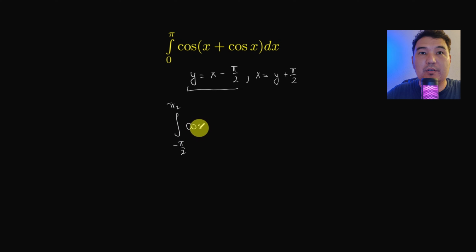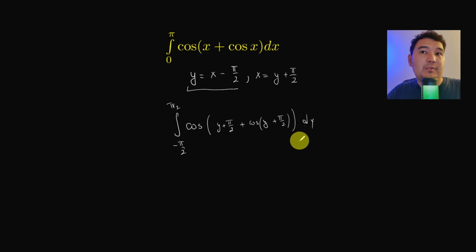So, and then it's going to be cosine. Instead of x, I have y plus pi over 2, plus cosine y plus pi over 2, and dx. Since dx and dy are both linear, I can replace dx with dy. So that's not a big problem.